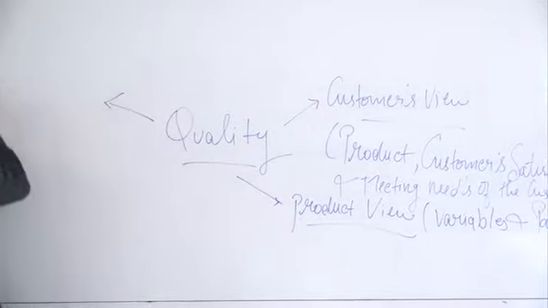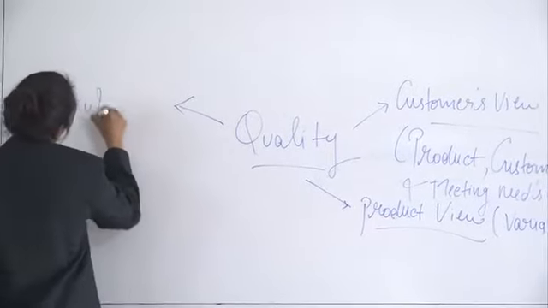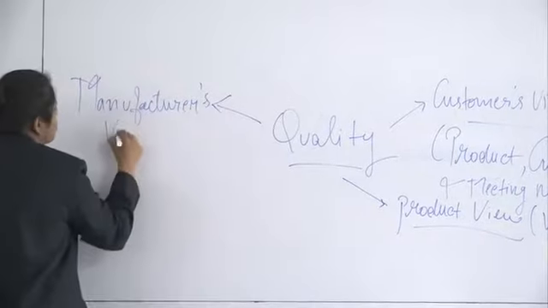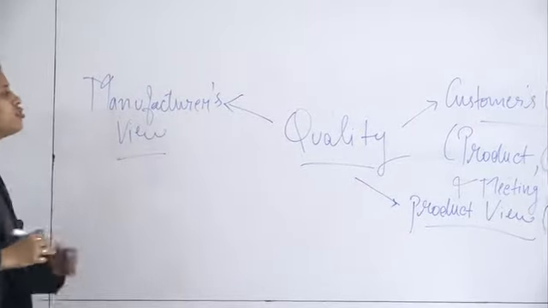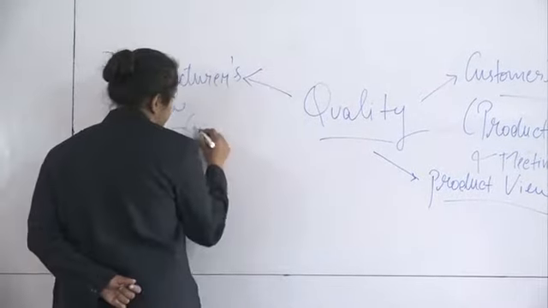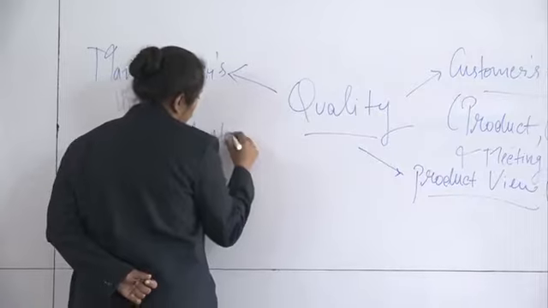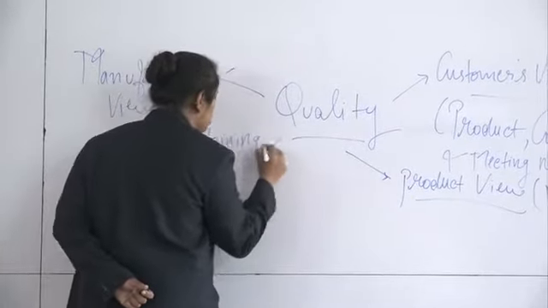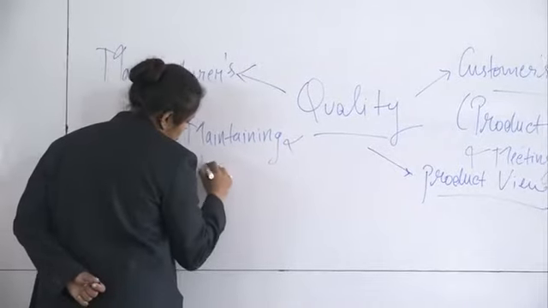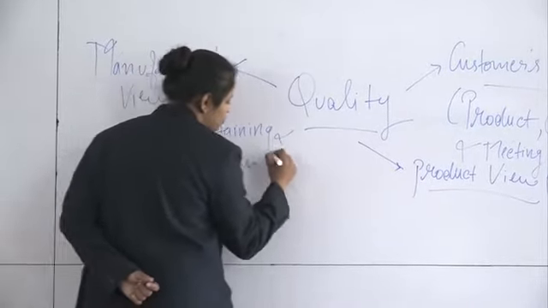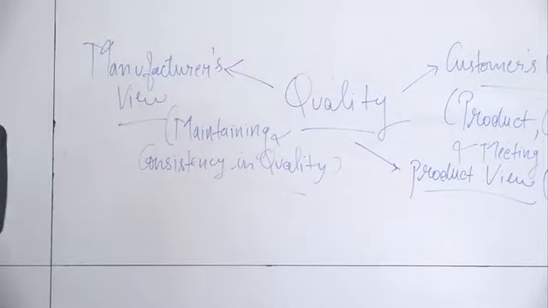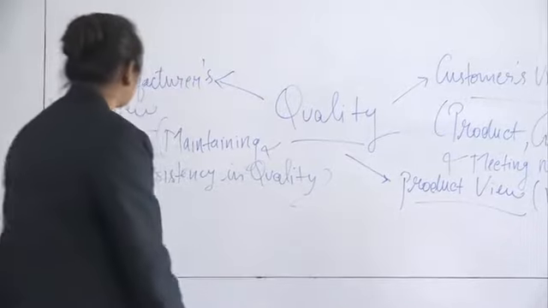Third is the manufacturer's view. The manufacturer's view regarding quality is maintaining consistency in quality. It also depends on meeting the customer needs.